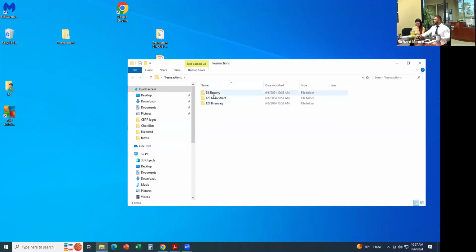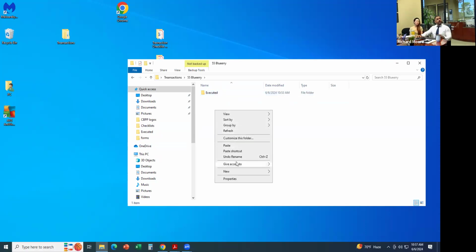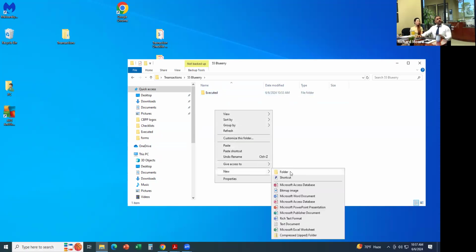Dropbox. I pay $13 a month for the standard. There are other companies, you could even do Google Drive. So let's say for Blueberry, I'm representing the seller. I'm going to create another folder that I'm going to name offers.